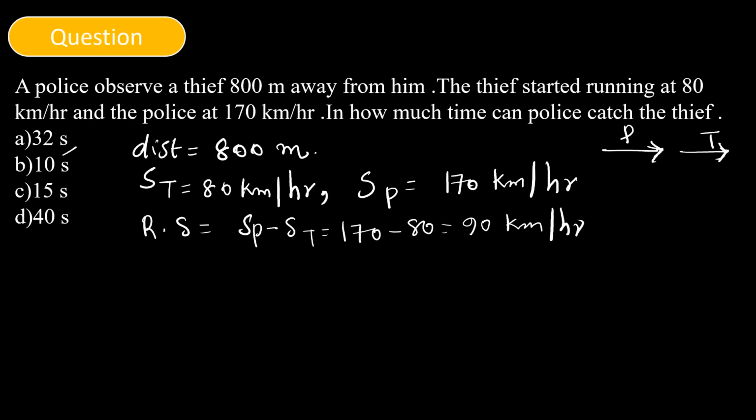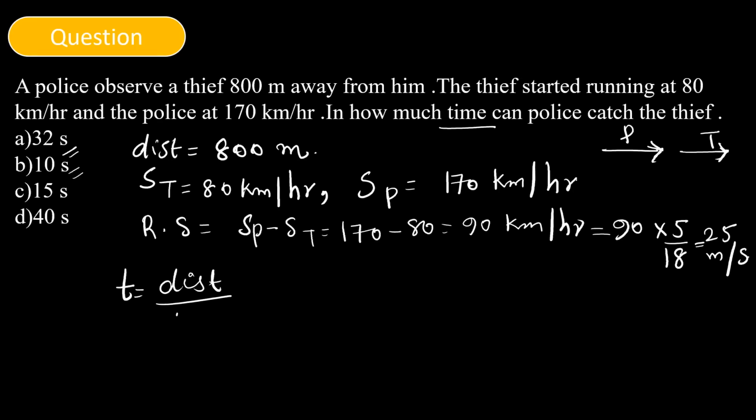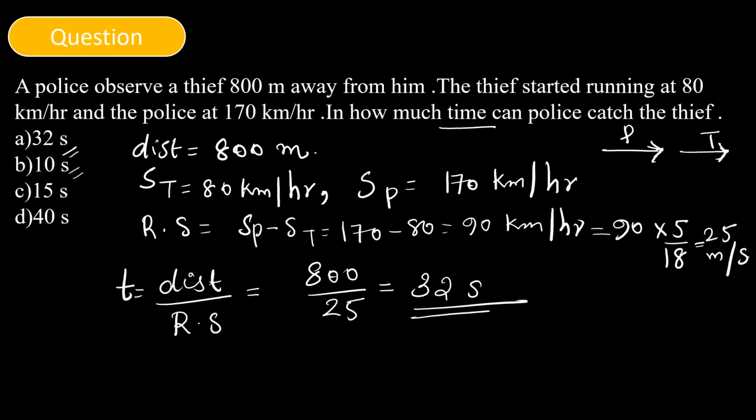Here the answer is given in seconds, so we'll convert this kilometer per hour into meter per second, that is 90 into 5 by 18, which is equal to 25 meter per second. So we have to find in how much time the police can catch the thief. The time taken is equal to distance divided by the relative speed, 800 meter divided by 25, which is equal to 32 seconds. So the answer is option A.